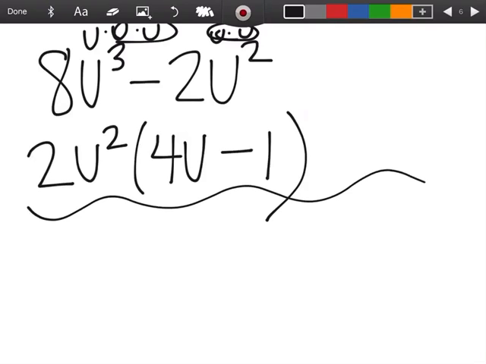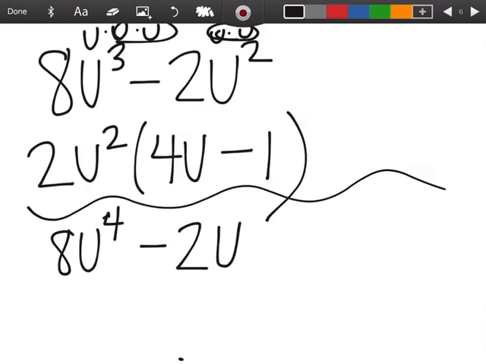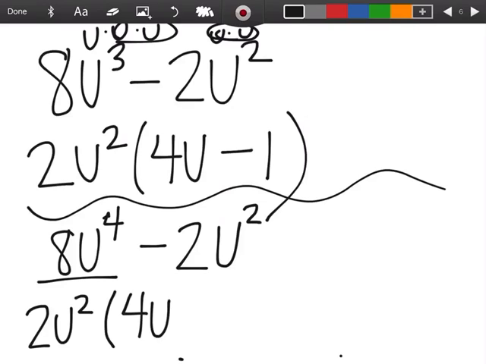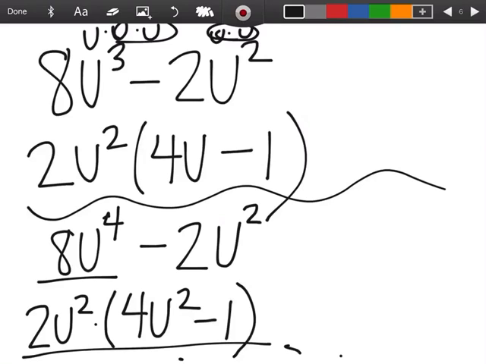Let's say that this was the case. Let's say that it was 8u to the fourth minus 2u squared. So this time, they still have the same GCF, 2u squared. In the first term, I'm left with 4u squared, because if there's 4 total and I only took out 2, I'm left with 4u squared. And then they still cancel out, and so it's minus 1.